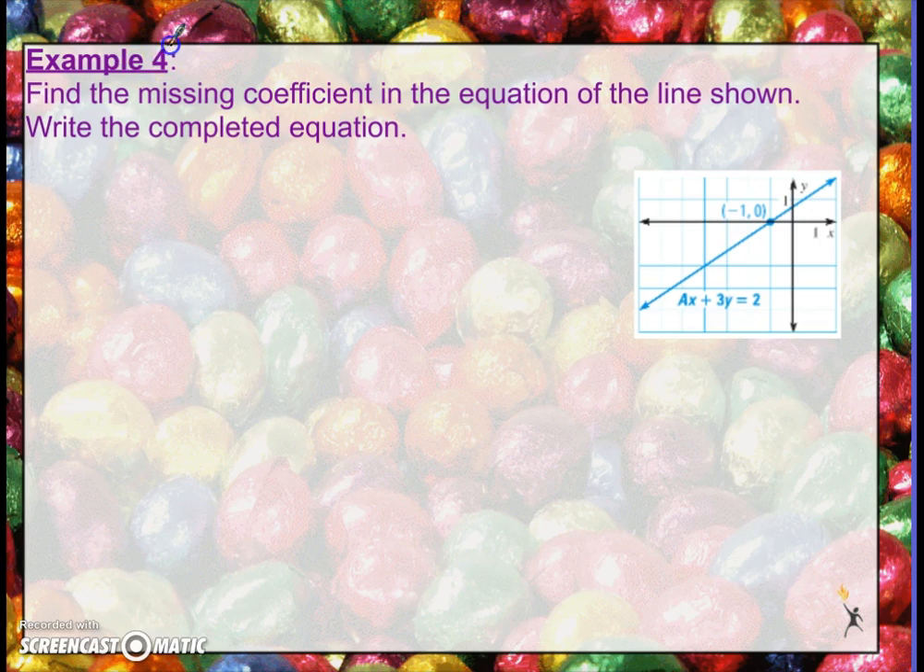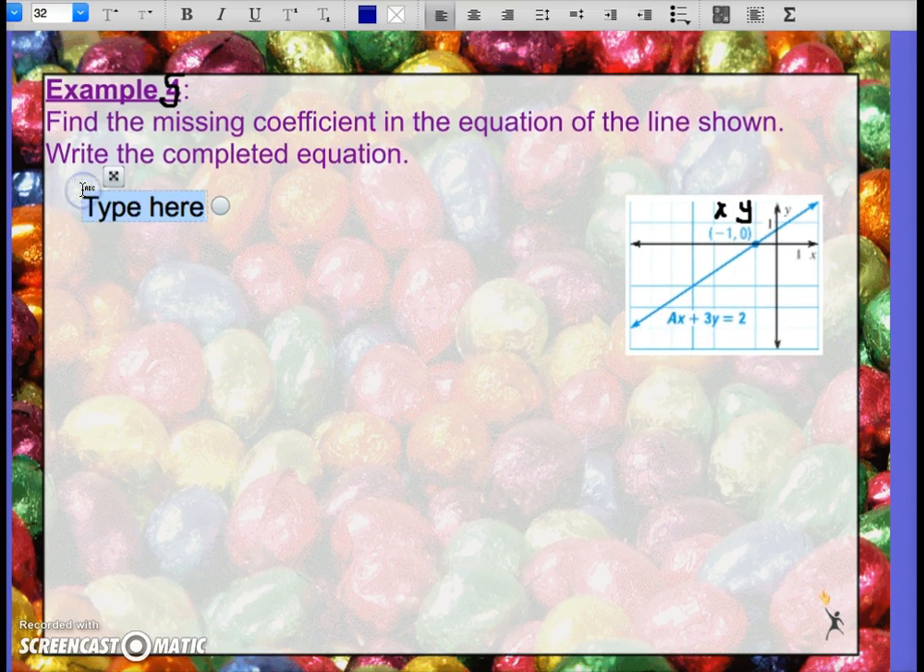Now, in the last one today, this is example 5. It says, find the missing coefficient in the equation of the line shown. Write the completed equation. All right, so we have this line. And you see how we have an ordered pair -1, 0? Well, -1 is going to be my x. And 0 is going to be my y. I'm going to plug them into this equation, and I'll be left with a to solve. So let's see what happens. A times -1 plus 3 times 0 equals 2.